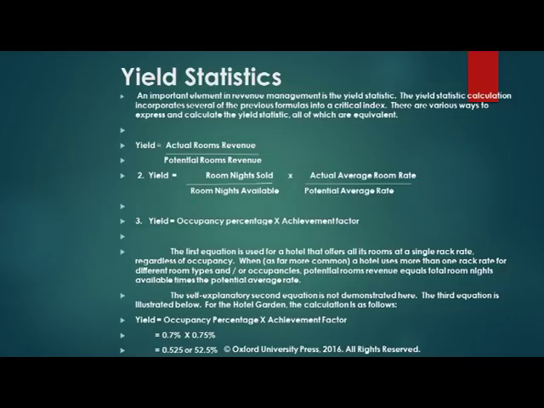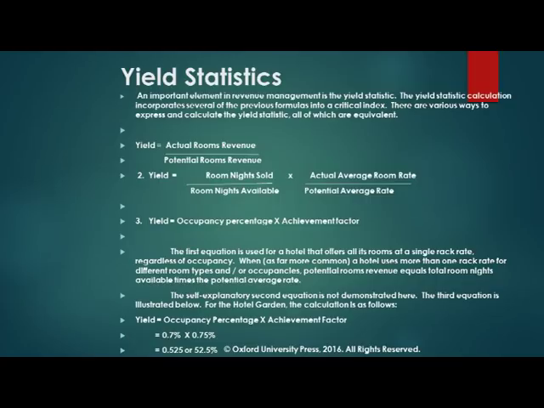regardless of occupancy. When, as is far more common, a hotel uses more than one rack rate for different room types or occupancies, potential rooms revenue equals total room nights available times the potential average rate. The self-explanatory second equation is not demonstrated here. The third equation is illustrated below.